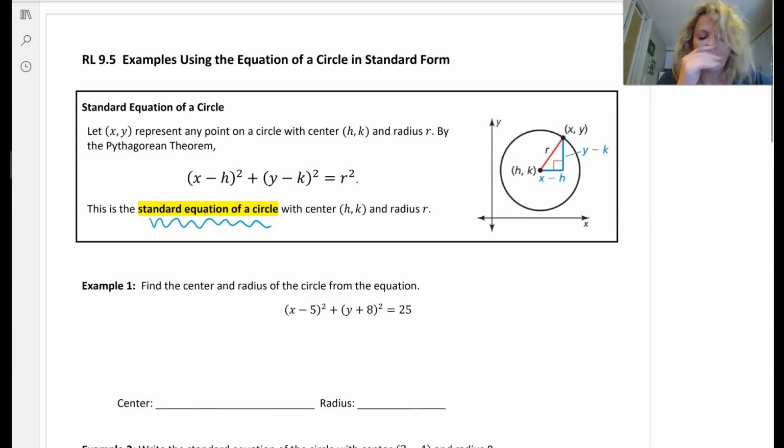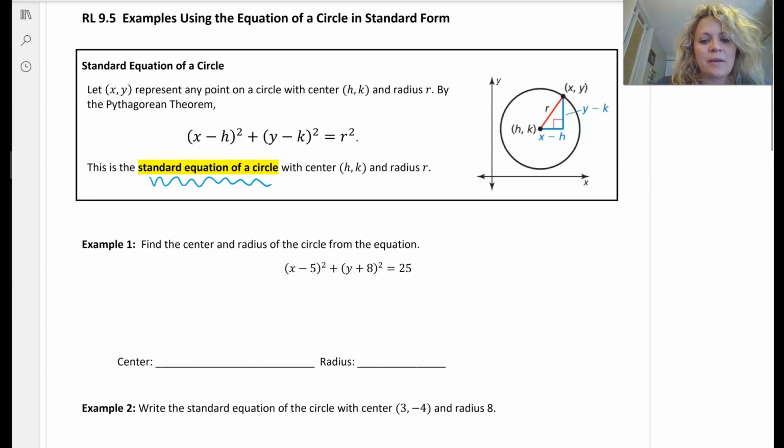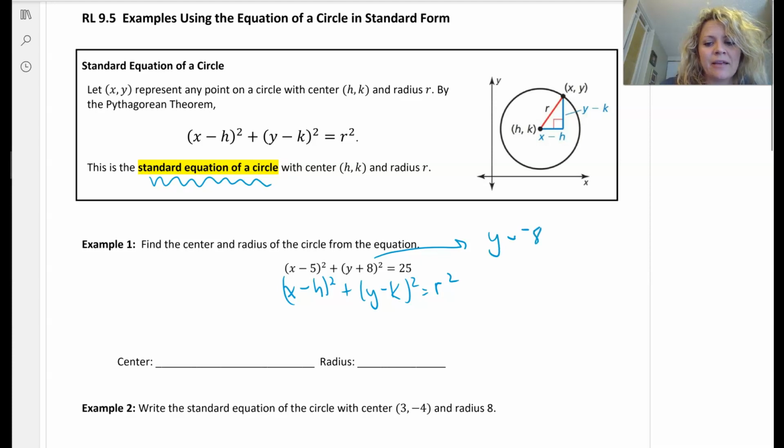So in example 1, if we look at this equation that we're given, we just want to pick out what is h and what is k. So remember that when there's subtraction, h is actually positive because our standard form is x minus h squared plus y minus k squared. So when we see that positive 8, it might be helpful for us to rewrite that, instead of y plus 8 squared, as y minus negative 8 squared. So for our center, for example 1, our center is going to be the ordered pair 5 comma negative 8.